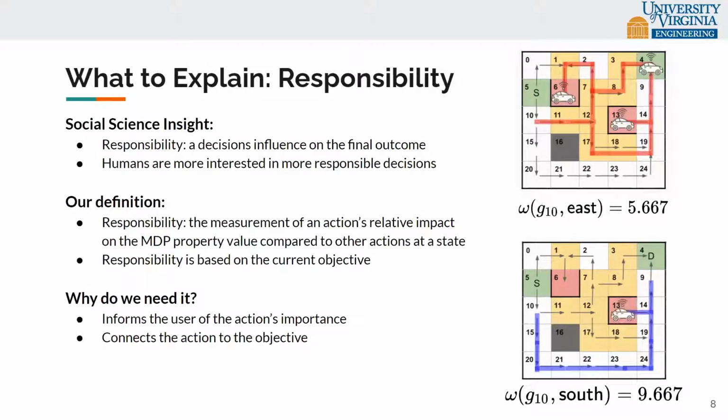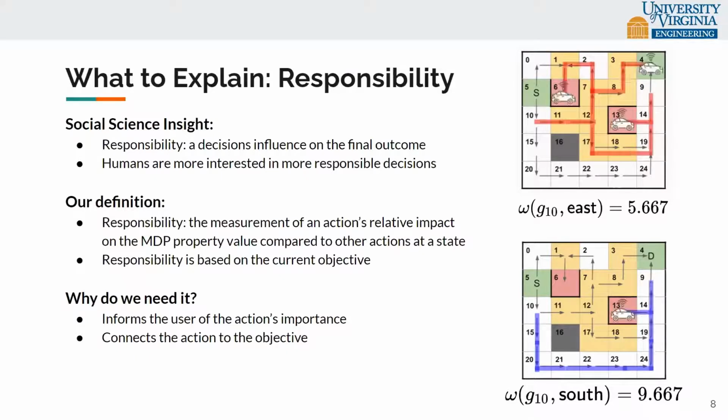Responsibility is about the relative influence a decision exerts on the final outcome, and humans are usually interested in the more responsible decisions. In our definition, responsibility needs to be discussed based on the objective at hand. For example, we consider the objective of the distance to destination.